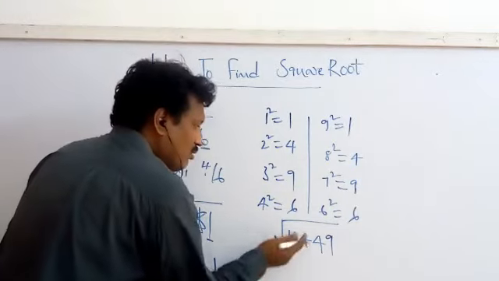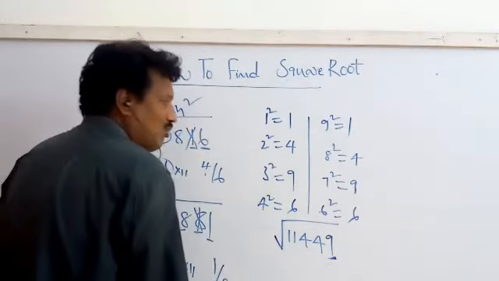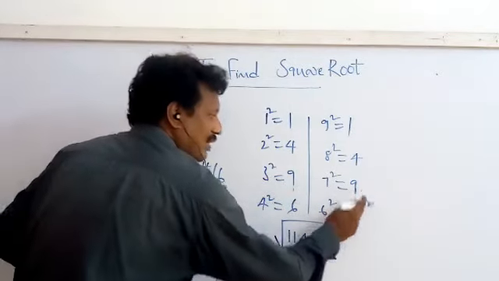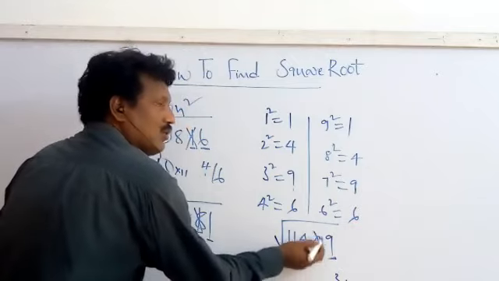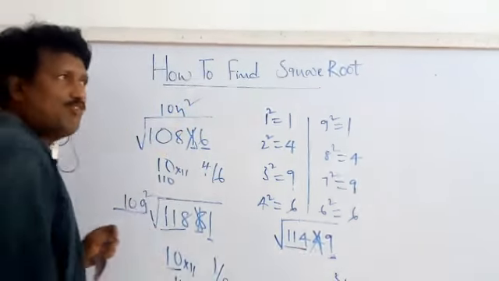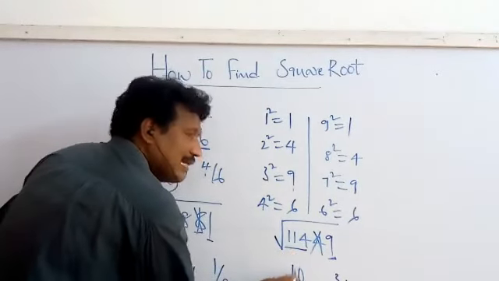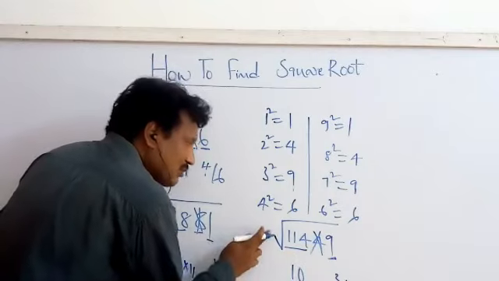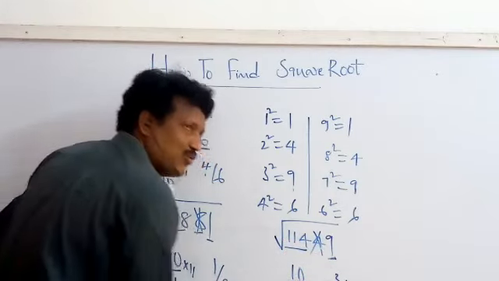Next, the square root of 11449. First of all, we check the unit place. It is 9. 3 square is 9 and 7 square is 9, so the answer must end in 3 or 7. We leave the tens place. The remaining value is 114. 10 times 10 is 100, so we take 10. So the square root of 11449 is either 103 square or 107 square.